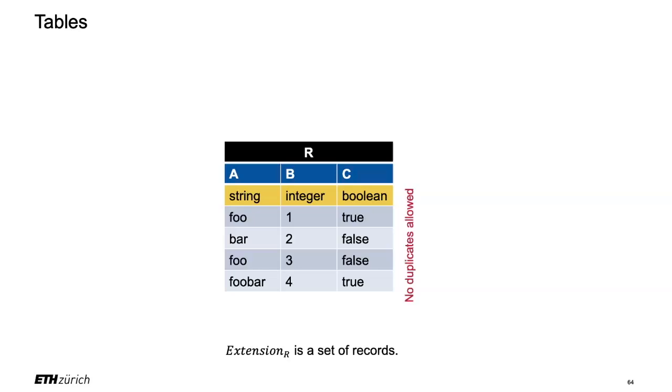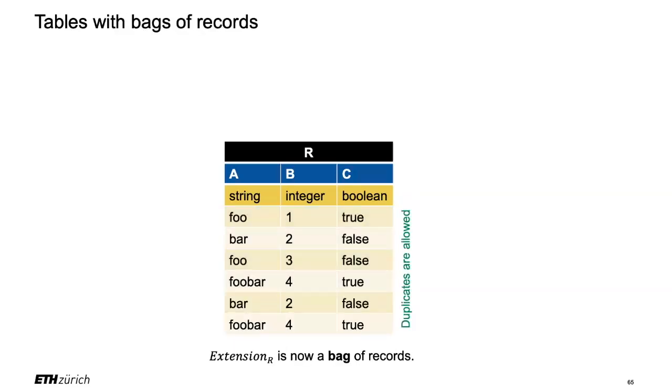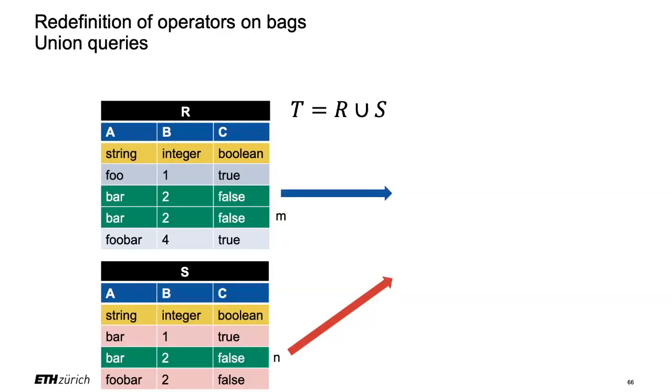So, for example, that would be a set of records because we don't allow duplicates. That would be a bag of records because you can see, for example, foo bar for true appears multiple times, right? So this is a bag of records. Now, turns out you can also define the union of a bag of records. Can anybody tell me if I take the union of these two and I have the tuple bar2 false, that appears twice in R and once in S. If I do the union, how many times will it appear in R union S?